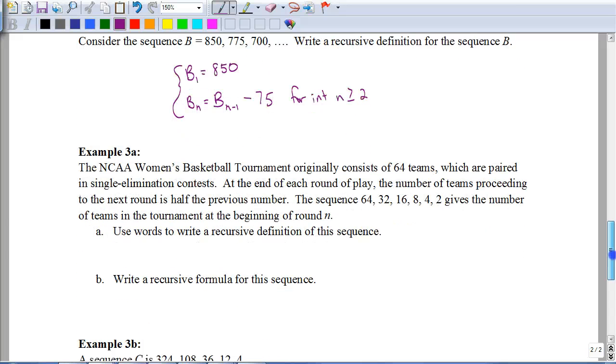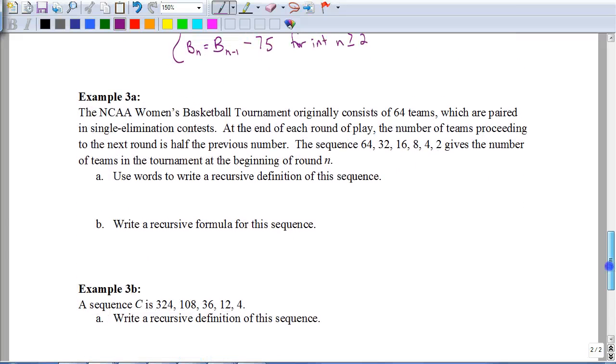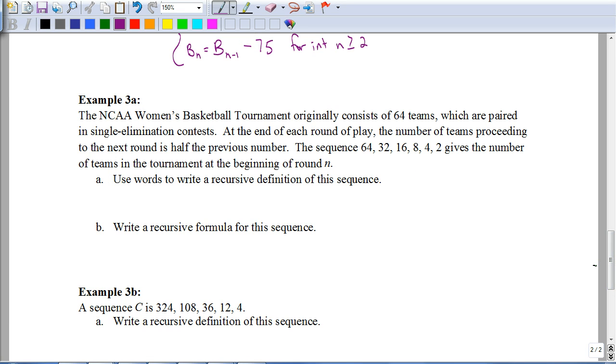Okay, let's apply this to a story problem now. It says, the NCAA women's basketball tournament originally consists of 64 teams, which are paired in single elimination contests. At the end of each round of play, the number of teams proceeding to the next round is half the previous number. The sequence 64, 32, 16, 8, 4, and 2 gives the number of teams in the tournament at the beginning of round n.